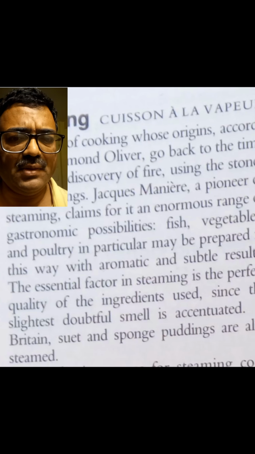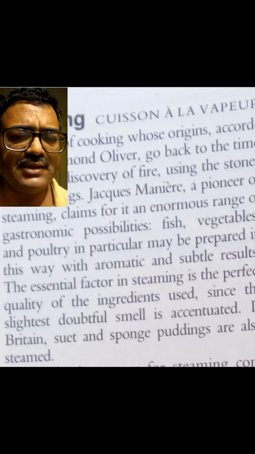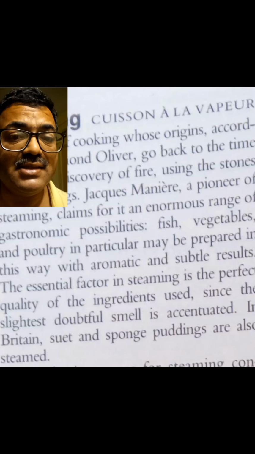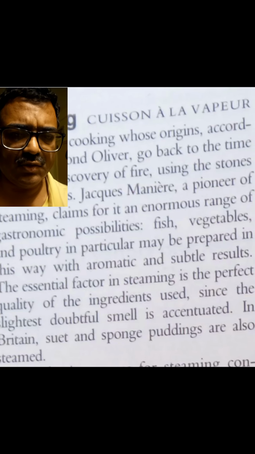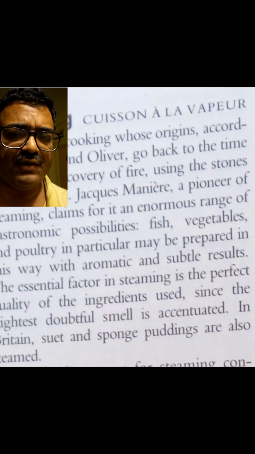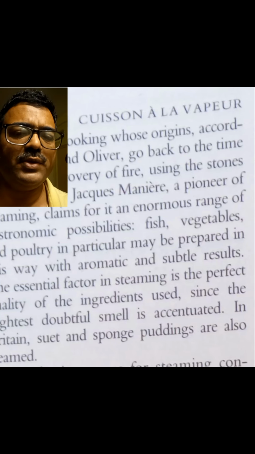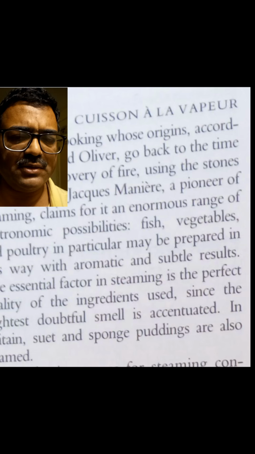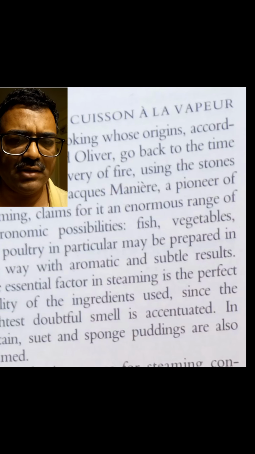And because of the vapor form, there is a natural aeration to it. Since there is no contact with any other cooking liquid, there is no loss of flavor. In fact, the flavors are accentuated. So one requires to be very careful about the flavors before one steams the product.